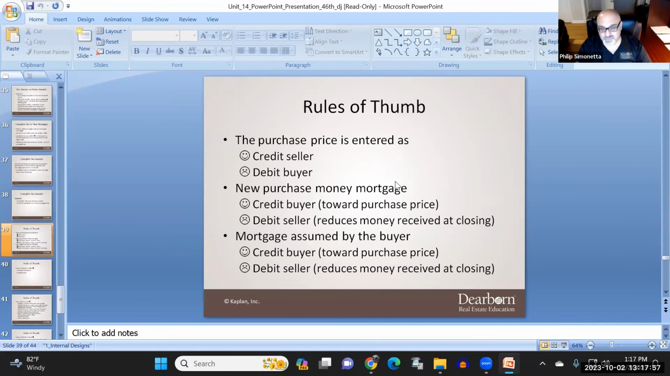So let's look at the rules of thumb. The purchase price is entered as a credit to the seller because they're getting the money, and a debit to the buyer because they're paying the money. A new purchase money mortgage is a credit to the buyer towards the purchase price and a debit to the seller because it reduces their money at close. Purchase money is when they're given the loan, right? So that's why it's on both sides.